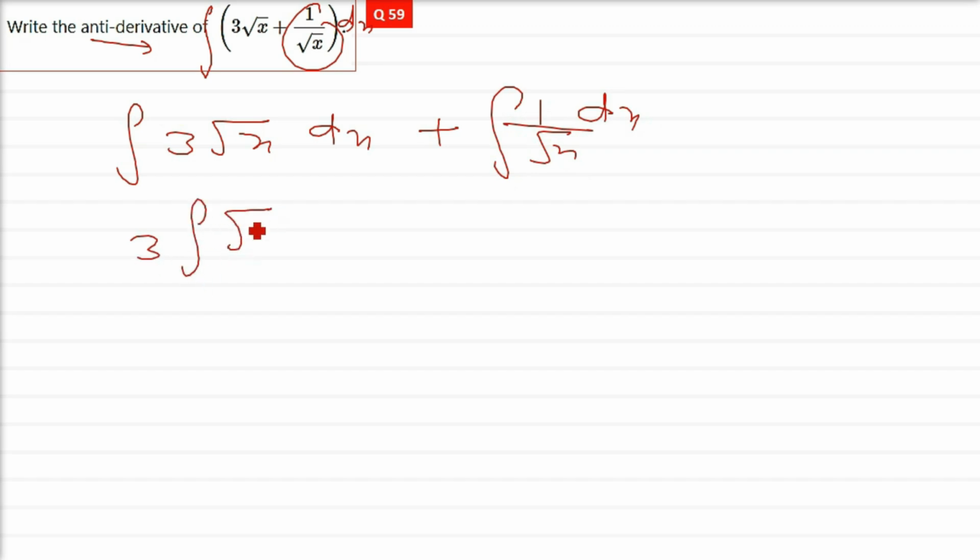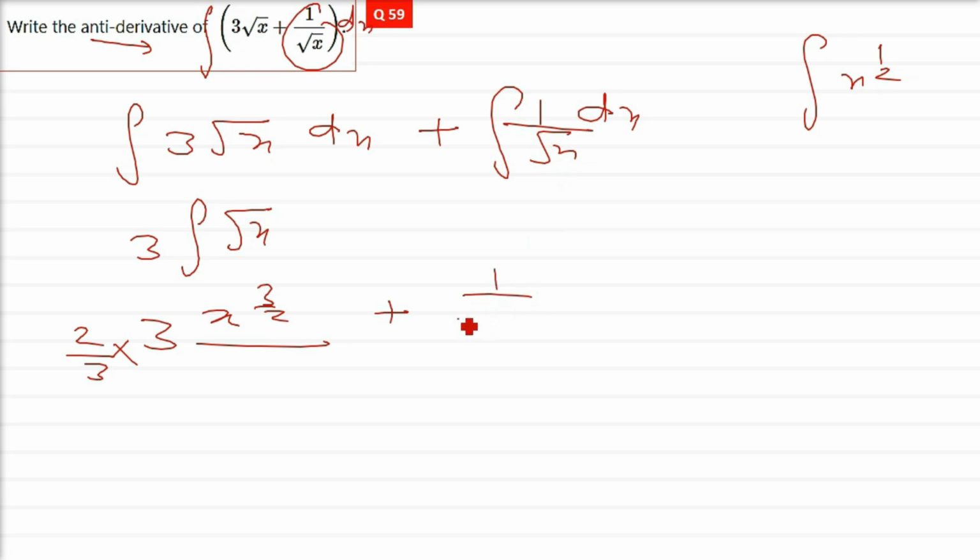So 3 root x is 3 times x to the power half, which is x to the power half plus 1 divided by half plus 1. So we get x to the power 3 by 2 divided by 3 by 2, it goes up as 2 by 3, the 3s get cancelled. So the first term will be only 2 into x to the power 3 by 2. Now the second term 1 by root x, let's do it. I've written 1 by 2 root x, it's wrong. Let me do it again. So x raised minus half, x raised minus half plus 1 divided by minus half plus 1.